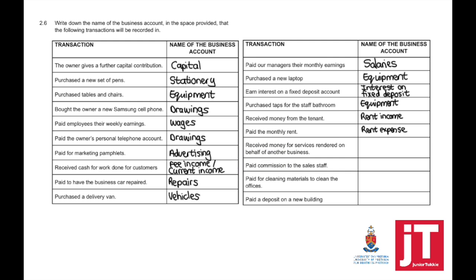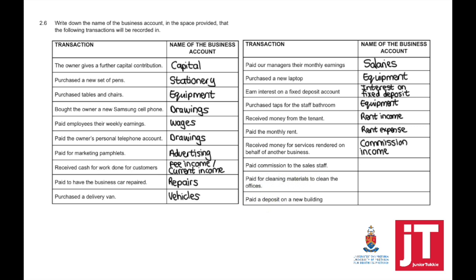Received money from services rendered on behalf of another business. So here you need to be careful. When we look at a service business, it means that we're rendering services, and our main income from that is called fee income or current income. But when it says that we've rendered a service on behalf of another business, we will show this as commission income. And again, you need to be specific, because the next one said paid commission to sales staff.